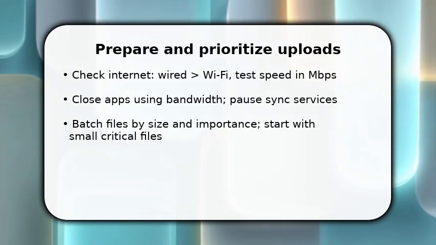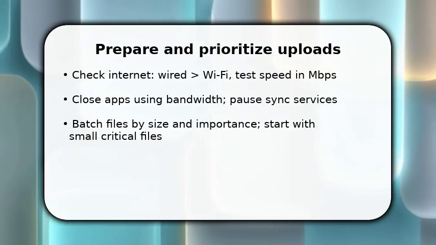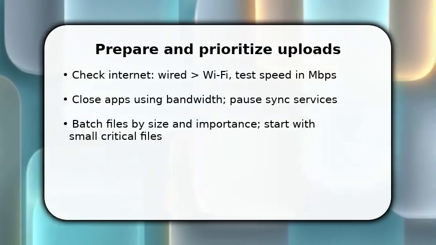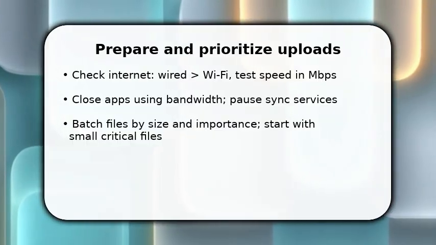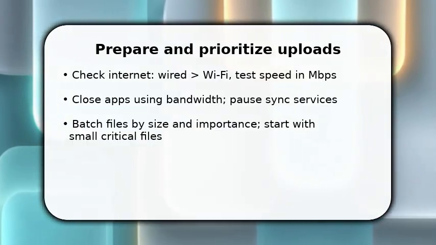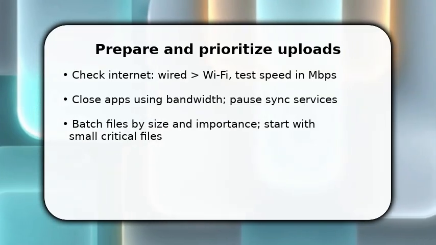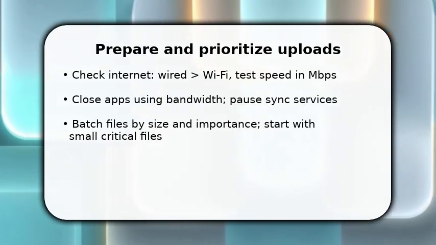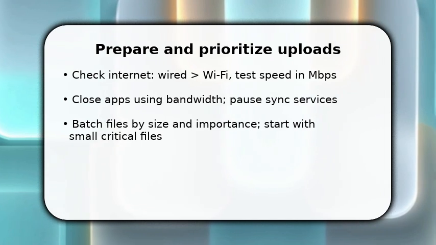Next, batch your files by size and priority and start uploading a small critical batch to verify throughput. Make sure your router firmware is updated and place your device near the access point if you must use Wi-Fi. These steps reduce variability before full upload.